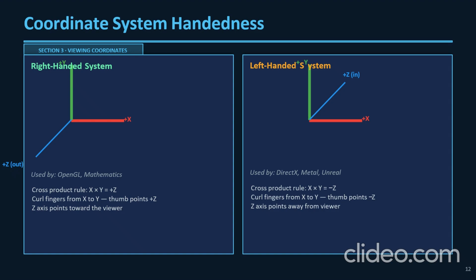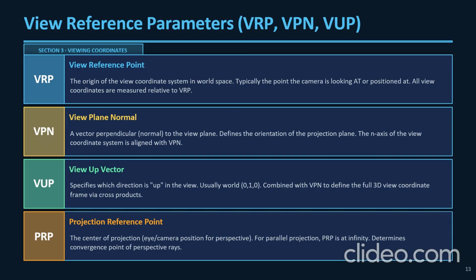Let's move to the next slide. To define the camera in a 3D scene, we use several view reference parameters. The VRP, or view reference point, specifies the camera's position. The VPN, or view plane normal, defines the viewing direction. The VUP, or view up vector, determines which direction is considered upward. Finally, the PRP, or projection reference point, represents the center of projection in perspective viewing.